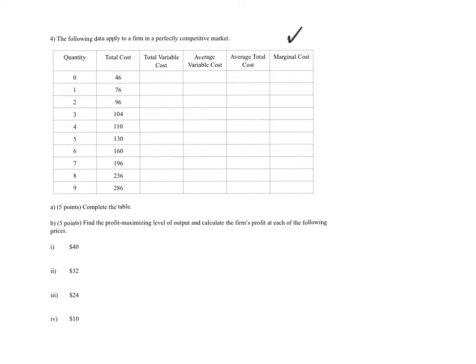The following data apply to a firm in a perfectly competitive market. Complete the table. So we need to find total variable cost. First, we know that at a quantity of 0 the total cost is 46, and so total fixed cost is equal to 46.